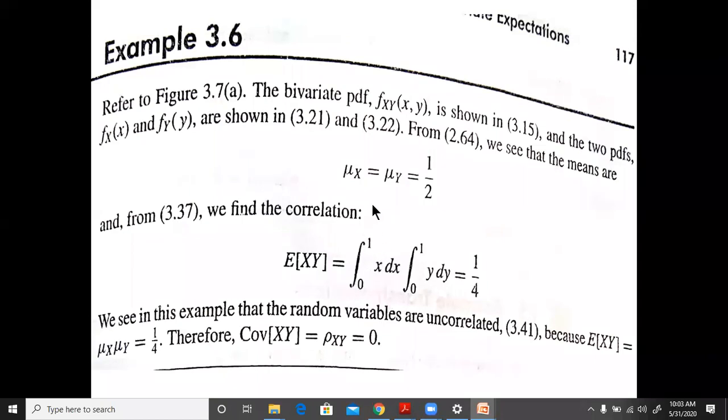So this range of values is given in the figure, which corresponds to 3.7a, 0 to 1. So we see in this example that the random variables are uncorrelated, because E of xy is equal to mu x mu y, which is 1 by 4. Therefore, the covariance sigma xy is equal to 0.